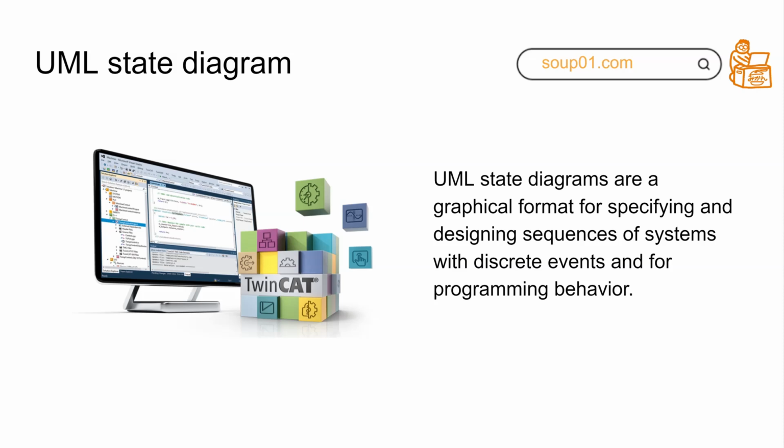In this video, we're coming to the Beckhoff tutorial again, and this time I'll explain the UML StateChart diagram. A UML StateChart diagram is a graphic format for specifying and designing the sequence of a system with events for programming. It may be a little different from ST, ladder, or FBD, but let's go.